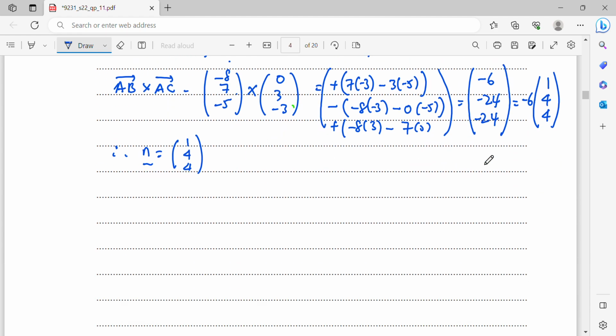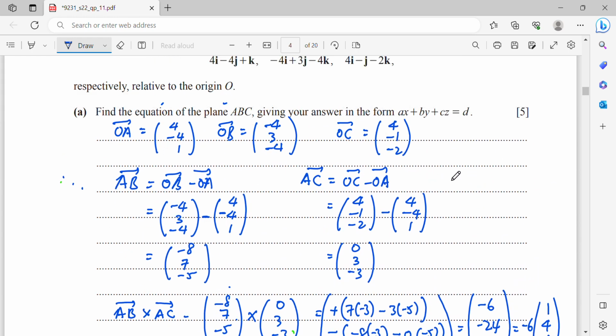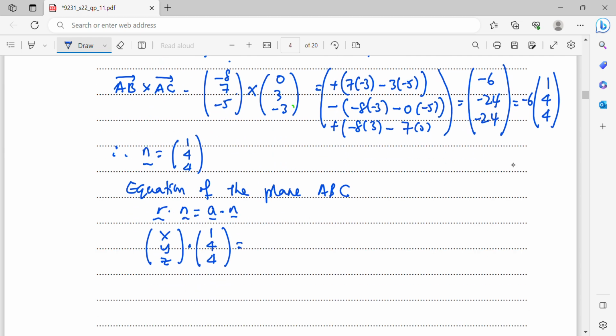Okay, so now the equation of the plane ABC is in the form of r dot n equals a dot n. So r dot n equals a dot n. And now I will express all this in Cartesian form. So the r will be x, y, z, dot my n will be 1, 4, 4, equals my a, which is any point on the plane. So you can choose any point. I will choose OA, the point A, 4, minus 4, 1.